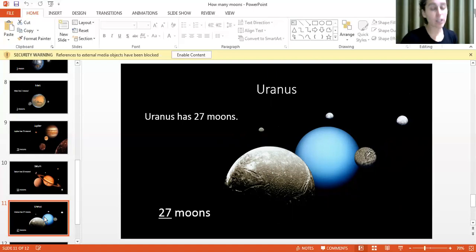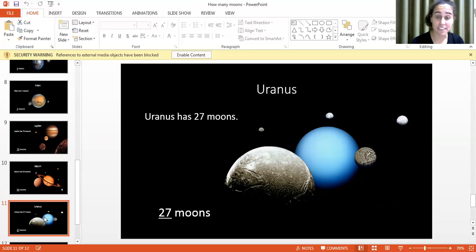So let's find the closest number to 27. So if we look at 27 here on the graph, is it closer to 30 or is it closer to 20? It's closer to 30, right? So let's find 30 here on our graph and take our fingers over to Uranus and draw a line up to 27. So close to 30, but not yet at 30. And again, to remind us how many there are, we are going to write the number.